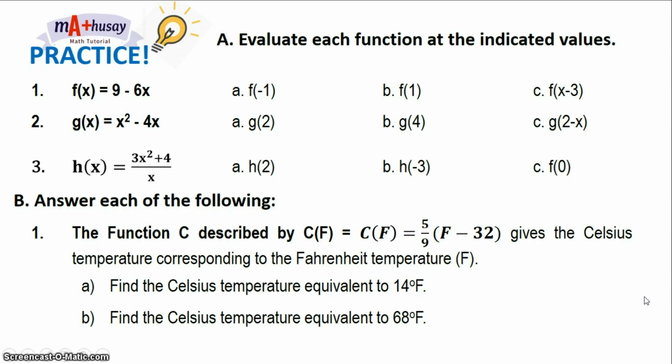Please pause the video and evaluate each function. If you're done, type your answers on the comment section.